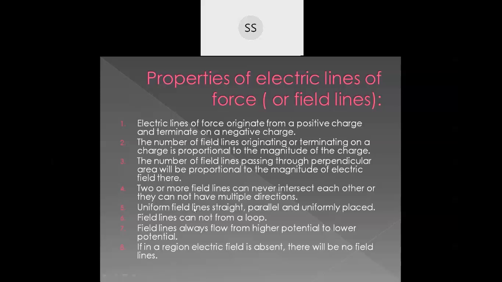So this is the end of this chapter, electrostatics. In the next class, I am going to start current electricity, and I am expecting more students in that class. If you have any confusion in today's class, you can ask.